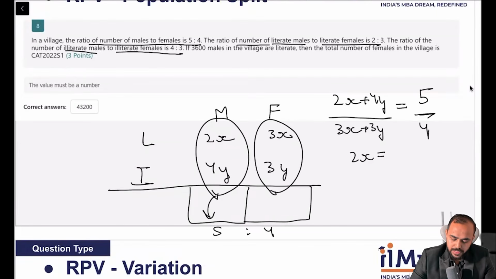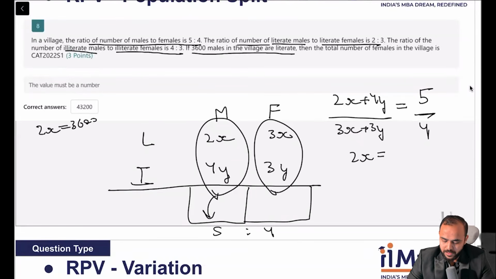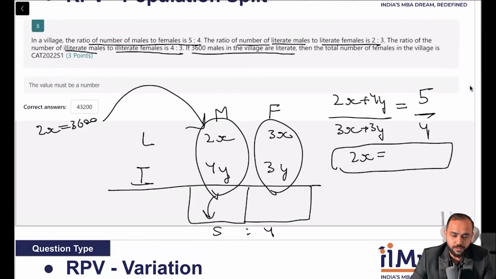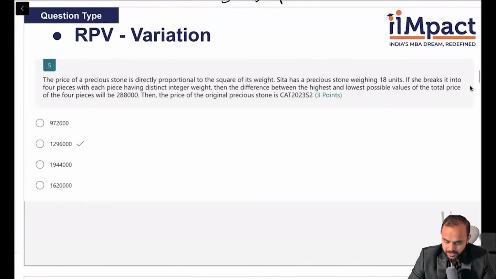Also, one more thing that they have given you is 3600 males in the village are illiterate. So 2x is already given to you as 3600. So you can now substitute the values of x, or you can first find the ratio of x and y, because the final thing they are asking you is total number of females, which is going to be 3x plus 3y.